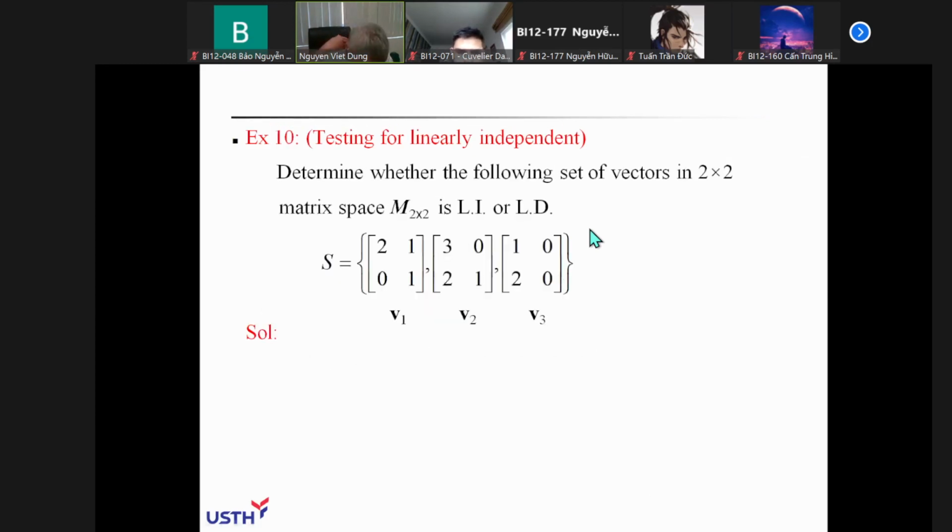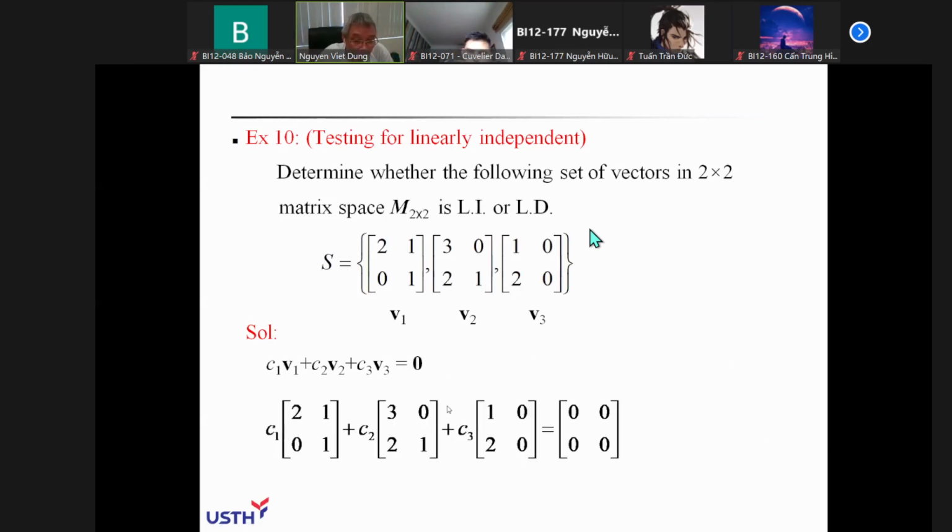Once again, we look at something not quite familiar. We consider vectors v1, v2, v3 like that in the space M2 by 2 of matrices of size 2 by 2. Now we want to see if they are linearly independent or not. We write down the equation like that one. And that will become that thing.